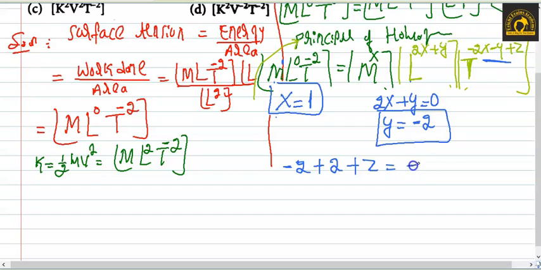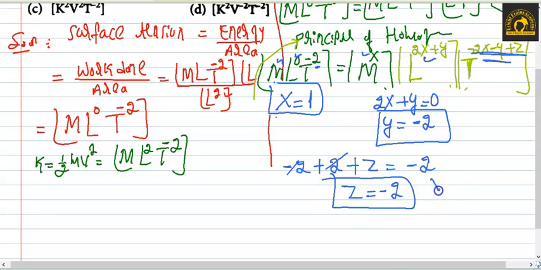That is equal to how much? Minus 2. You have to compare the powers, this power and this power. So plus 2 minus 2 get cancelled. z is equal to minus 2. So I got the answer, all these three values.